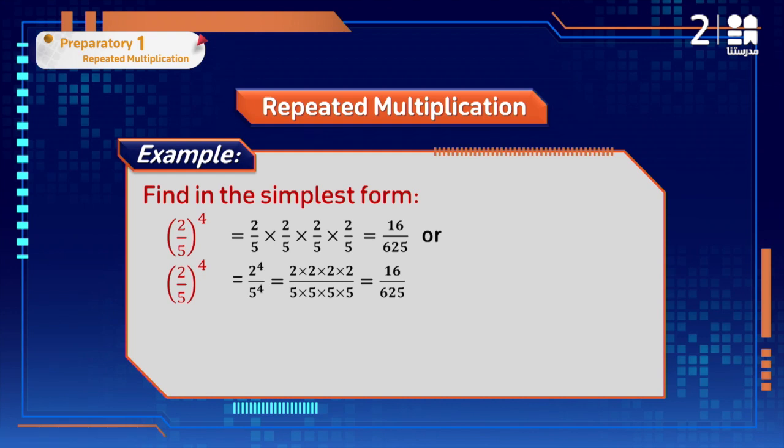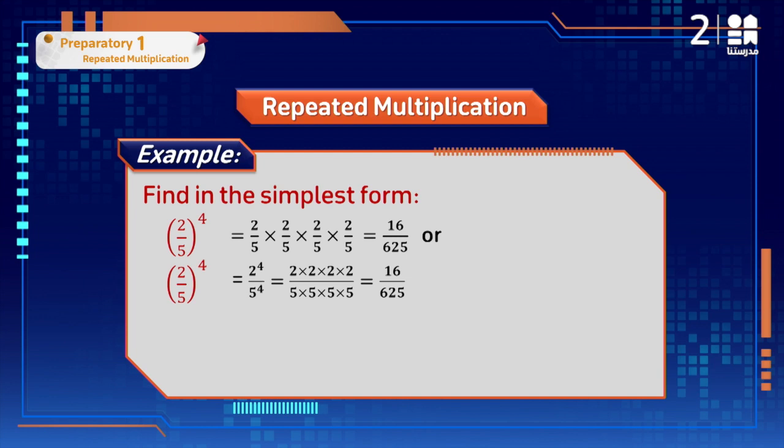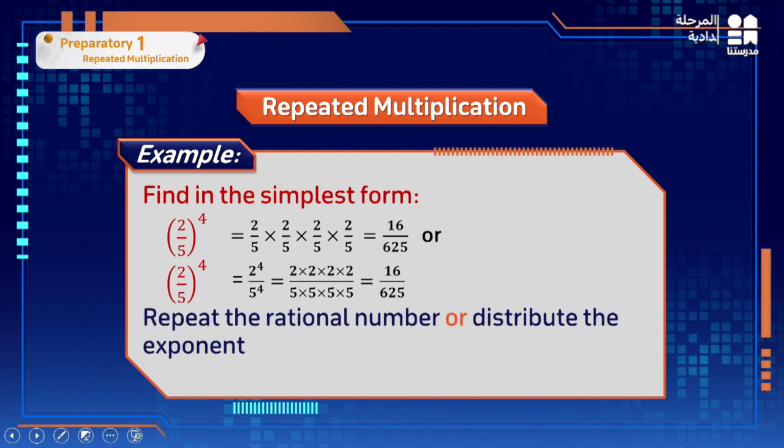Or we will distribute this 4 for 2 and 5. Here it is: we are going to write 4 above 2 and above 5 as a power for each number of them. Repeat this 2 for 4 times, repeat this 5 for 4 times with multiplication, and you will get the same result. So here we have a new hint: repeat the rational number as it is, 2 over 5 as it is, or distribute the exponent. Distribute means what? Put it on the numerator and put it on the denominator.